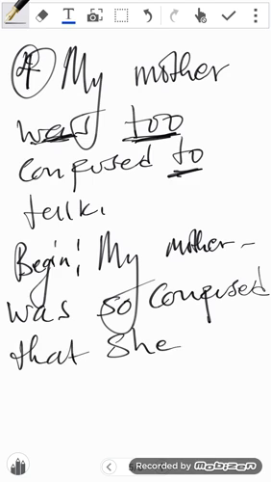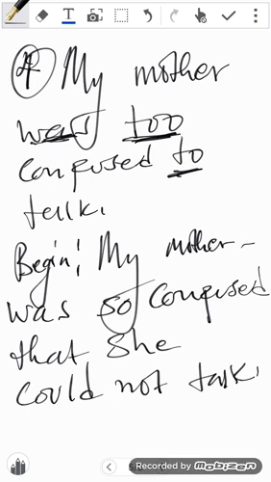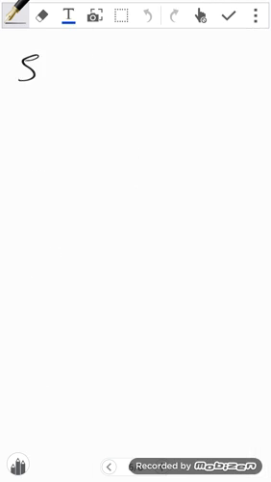She. Now, we cannot say she cannot talk, but we say she couldn't talk. So my mother was so confused that she couldn't, which is could not, talk. As simple as that. My mother was so confused that she couldn't talk. All right, let's move on. So we have so many examples on our mind. Let's continue.